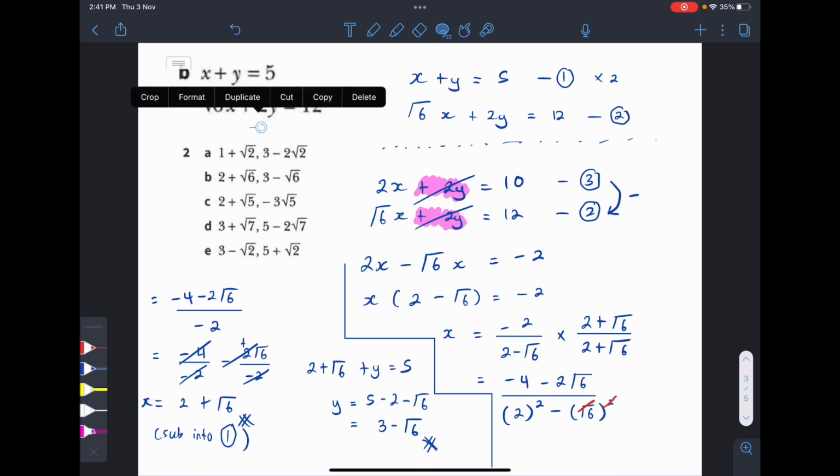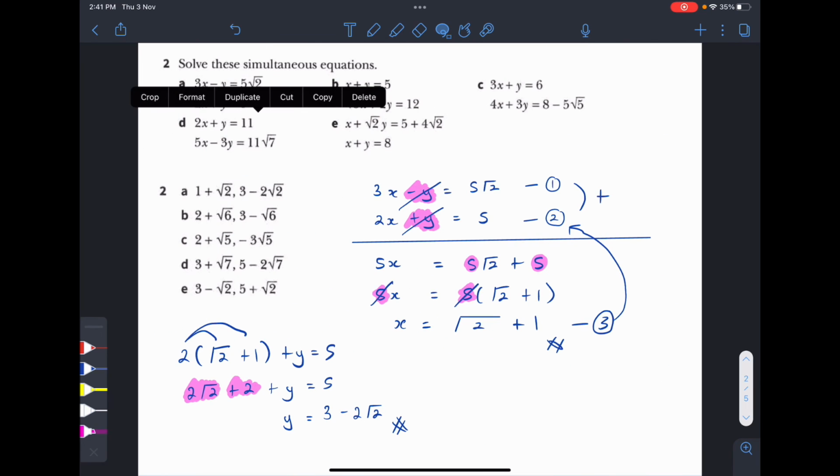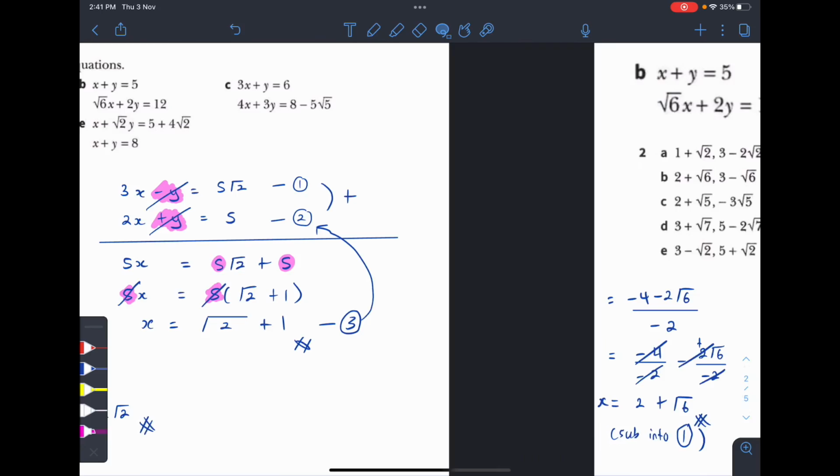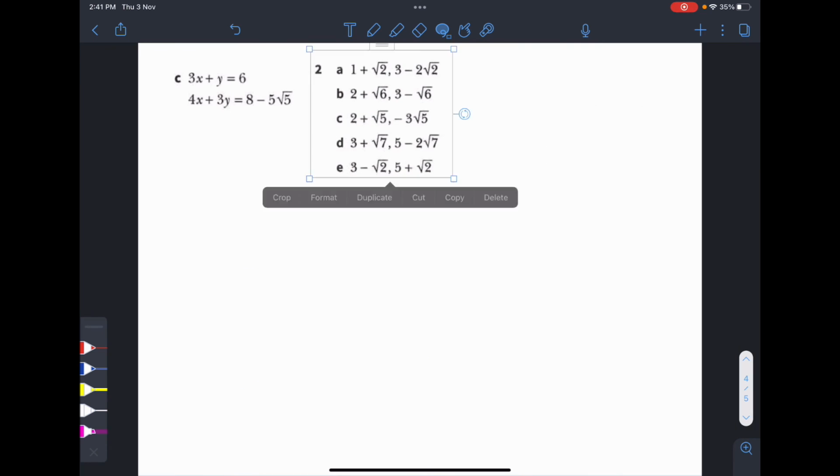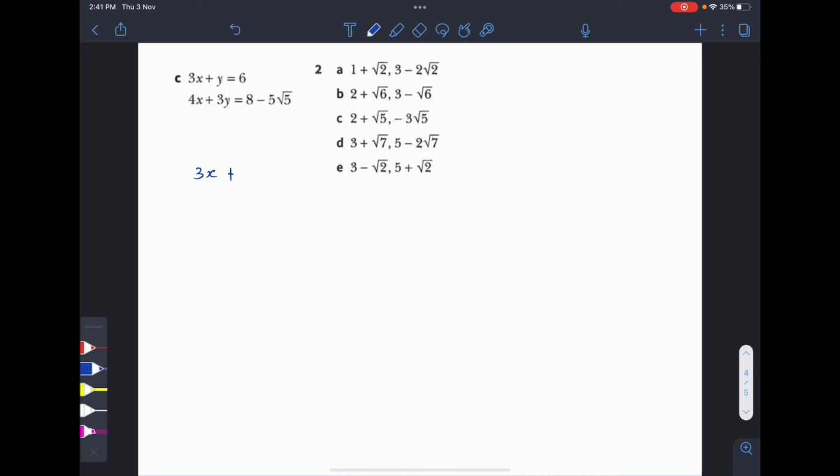Okay, that's a bit odd. Copy and paste. Alright, so you've got the answers as well. Okay, so let's begin. So we've got 3x plus y equals 6. This is my equation number 1. And 4x plus 3y equals 8 minus 5 root 5. This is my equation number 2.